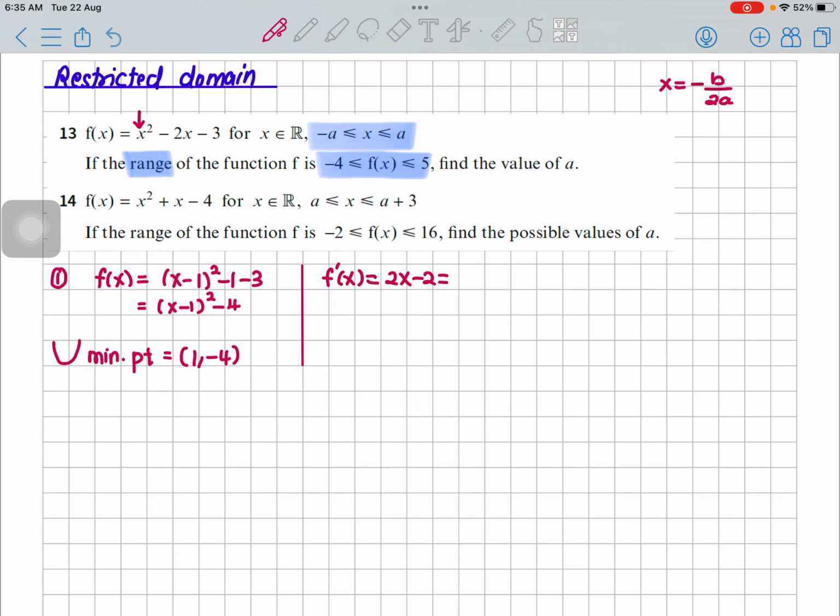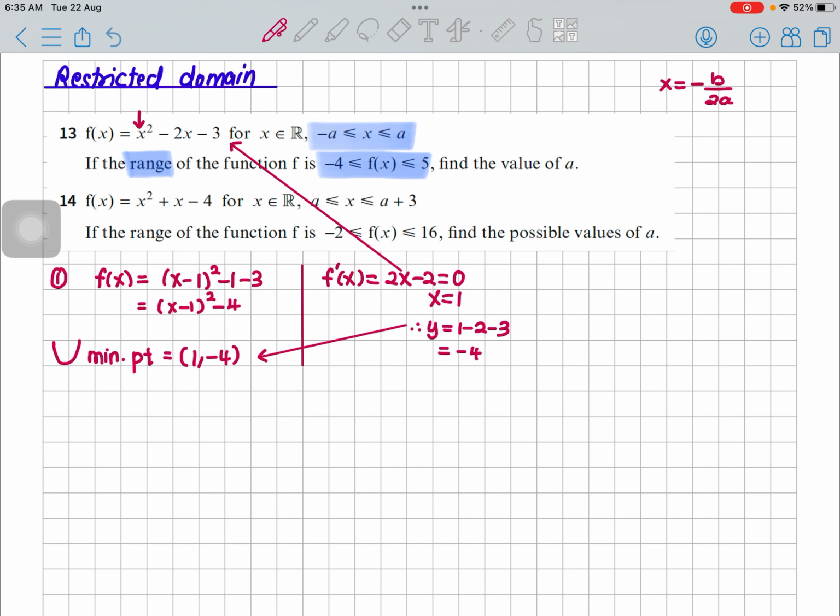minus 2. At every turning point, you know the gradient is 0, then you will get the x. After that, you get the x, substitute into the main function, and you get your y value, which is 1 minus 5, negative 4. See, it is exactly the same as what we are getting here. So you get your turning point.